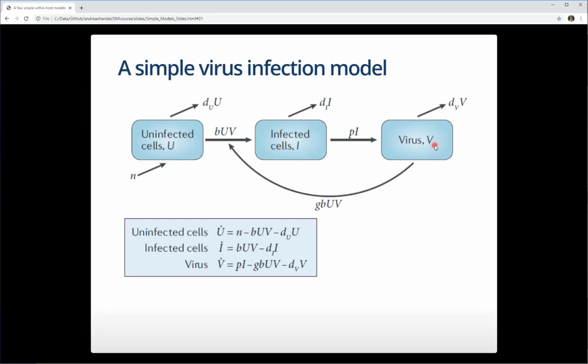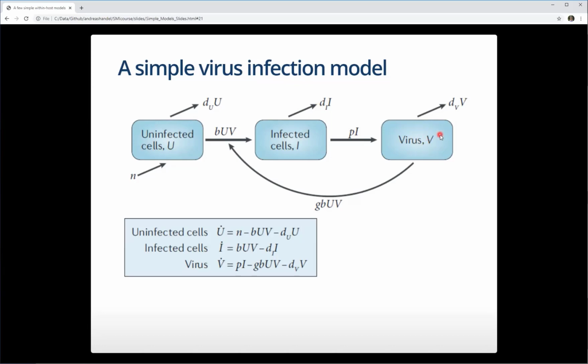And then if virus comes along, it can infect cells at this rate here. So virus bumps into an uninfected cell at some rate B, and that leads to them becoming infected cells. Infected cells produce virus, and infected cells also die. They can die at a higher rate than the uninfected cells because they're stressed by the virus. They might be killed by the immune response, so they die faster.